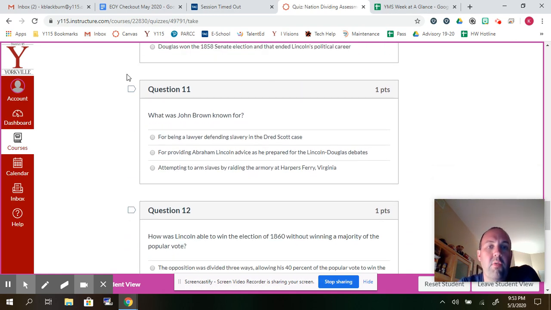Question 11. What was John Brown known for? For being a lawyer defending slavery in the Dred Scott case? For providing Abraham Lincoln advice as he prepared for the Lincoln-Douglas debates? Attempting to arm slaves by raiding the armory at Harper's Ferry, Virginia?